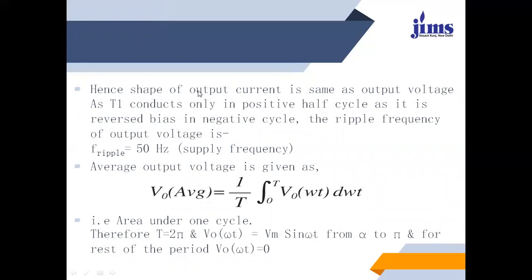And the output current is the same as the output voltage. SCR1 conducts only in the positive half cycle, as it is reverse biased in the negative cycle. The ripple frequency of the output voltage will be 50 Hz.